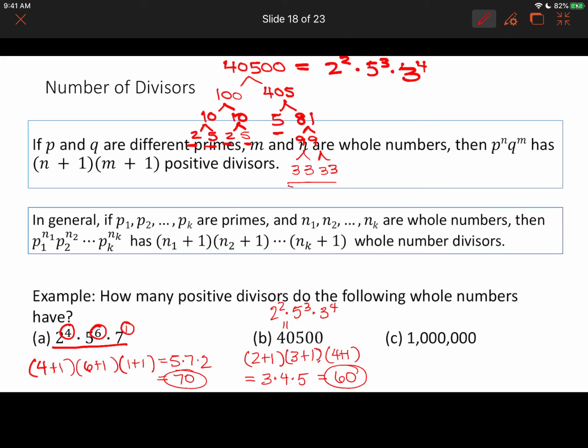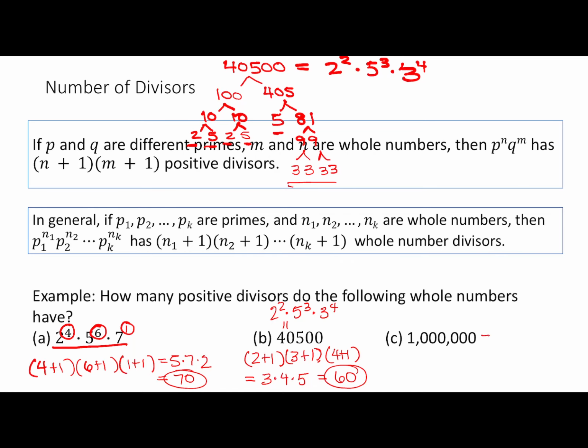What about 1 million? Now instead of drawing the tree here to get the prime factorization, I'm just going to notice that 1 million is 10 to the power 6. And 10 is 2 times 5. So that's 2 times 5 to the power 6. And my rule of exponents says I can pull that 6 in. So I have 2 to the 6 times 5 to the 6. 2 and 5 are prime, so I've got my prime factorization. So I'm just going to multiply 6 plus 1 times 6 plus 1 to get 7 times 7, or 49 positive divisors of 1 million.